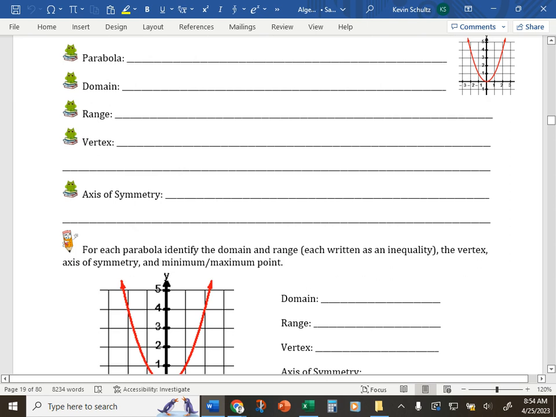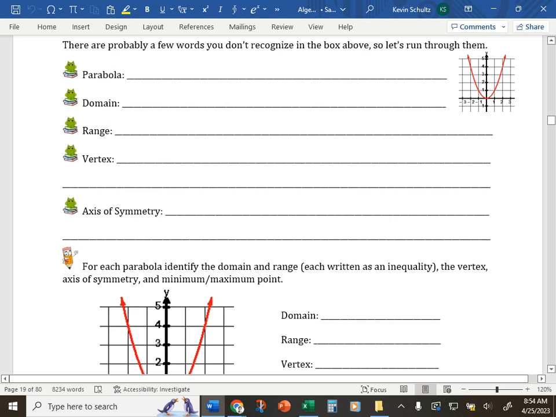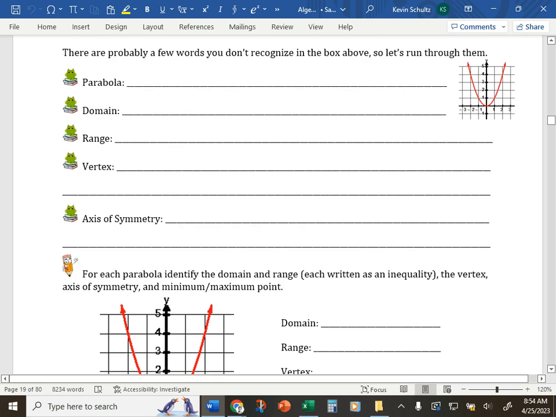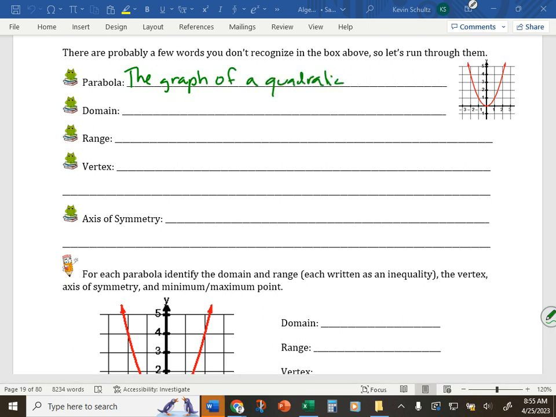We start with a whole bunch of definitions because you've never done quadratics before, and there are some terms that we need to discuss ahead of time. The first one is a parabola. What is a parabola? A parabola is the graph of a quadratic equation.